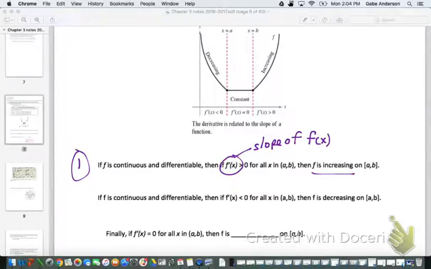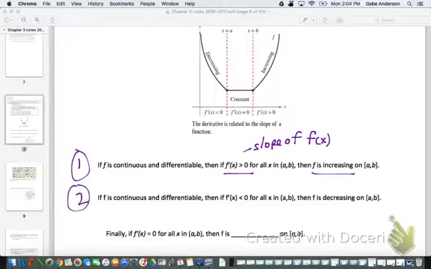So we're going to say that by saying this statement right here, if f prime is positive. Let's not refer to the slope of f, although that's certainly a good statement. Let's refer to f prime being positive, knowing that that means we're referring to the slope of f. If f prime is positive, then f is increasing, because the slope of f would also be positive there.